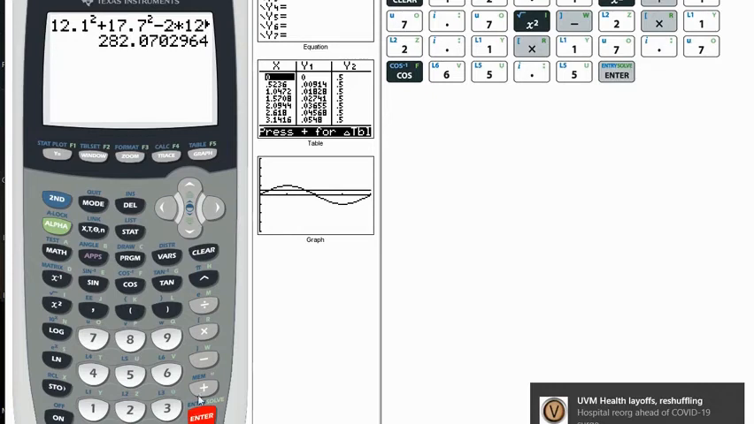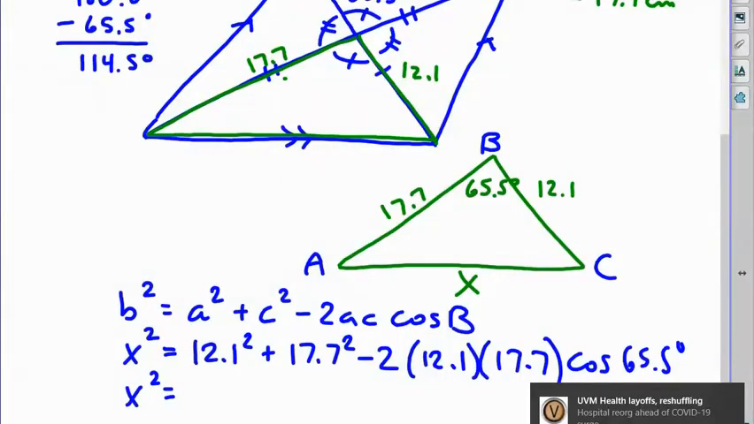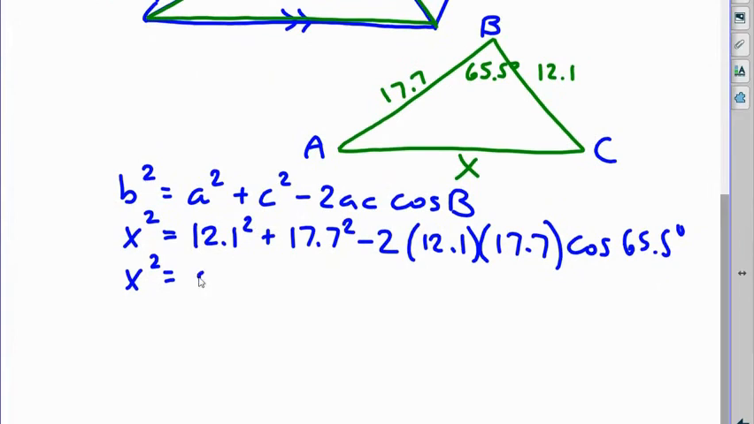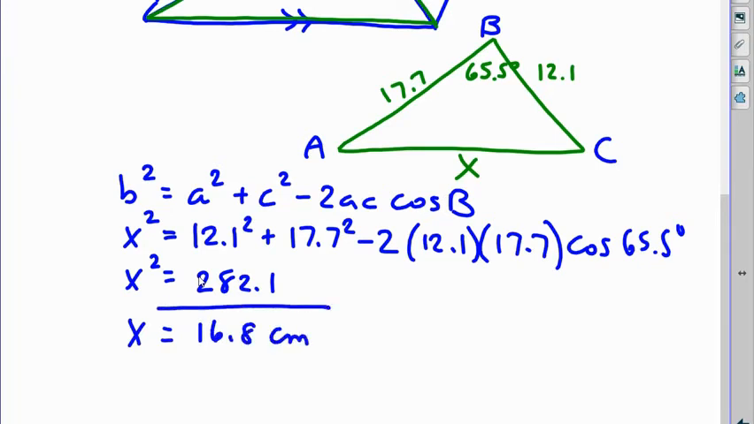282.1 roughly. And when I take the square root of that, and you could use the square root key, second x squared, but I'll just raise it to the 0.5, which is also taking the square root, and I get 16.79 as that side. So 282.1, and then I take the square root, and I get 16.8 centimeters as the shorter side of my parallelogram.